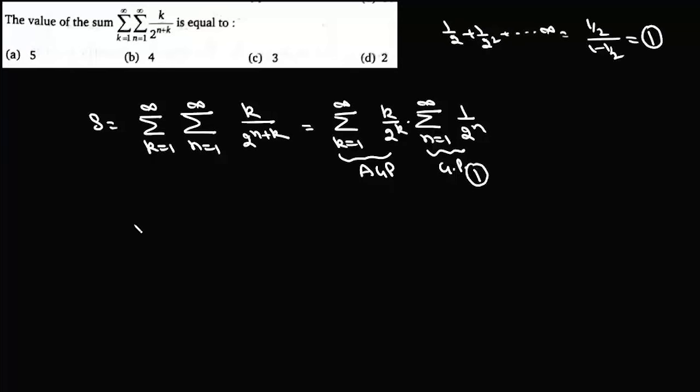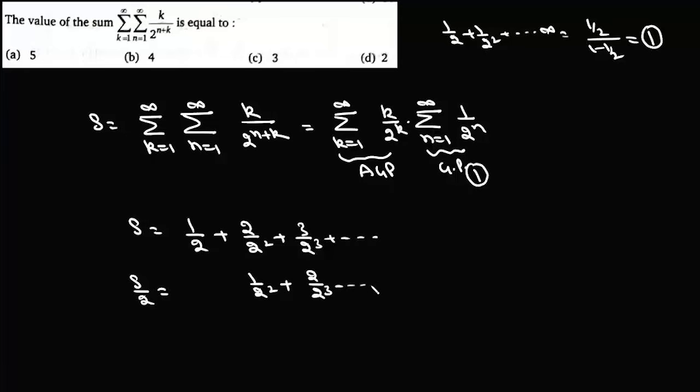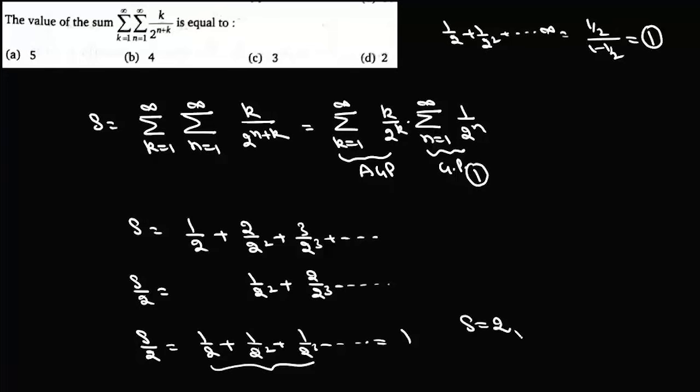And if we solve this AGP, this sum, it is 1 upon 2, 2 upon 2 square, 3 upon 2 cube, and we write S by 2 as 1 upon 2 square, 2 upon 2 cube, and we subtract, we'll get S by 2 equals 1 by 2 plus 1 by 2 square plus 1 by 2 cube, which again is a GP whose sum is 1. So the value of this sum is simply 2, and that's your option D.